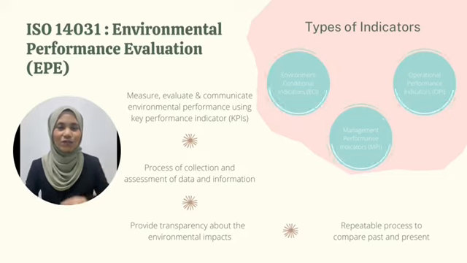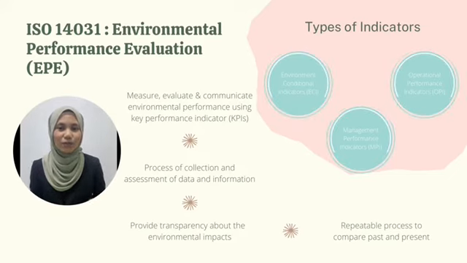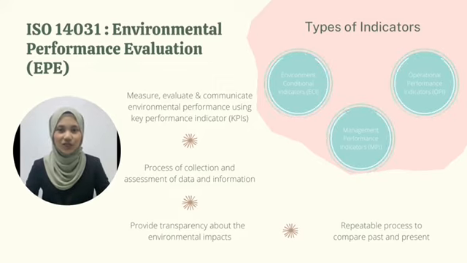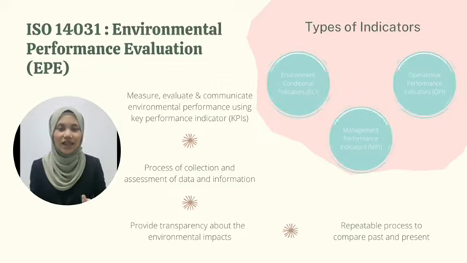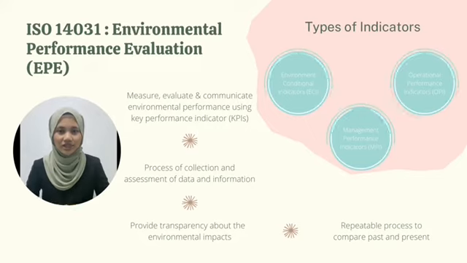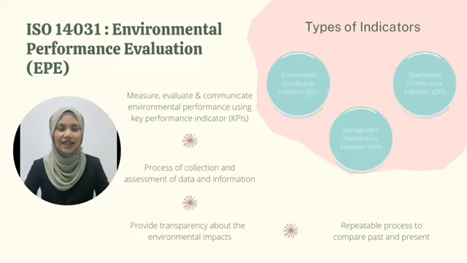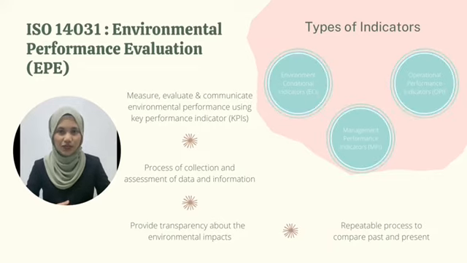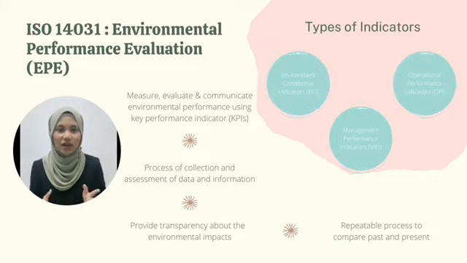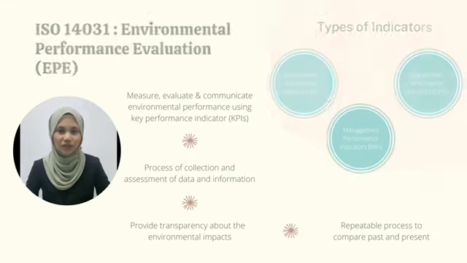So the 3 types of indicators include environmental condition indicators, which measure how the company's activities interact with or might have an impact on the natural environment. The second one is operational performance indicators, which are used to demonstrate changes to the use of resources related to the operation. And the last one is management performance indicators, which are related to the management system, such as cost saving and also improvement in training.